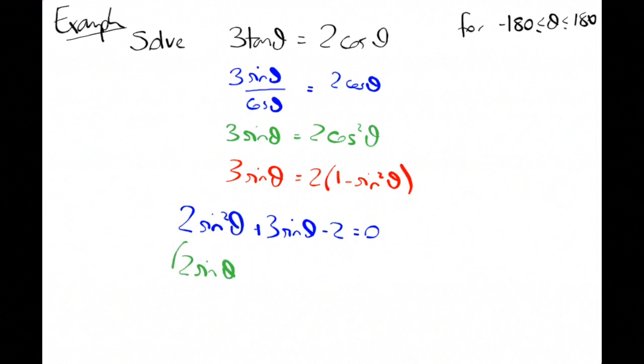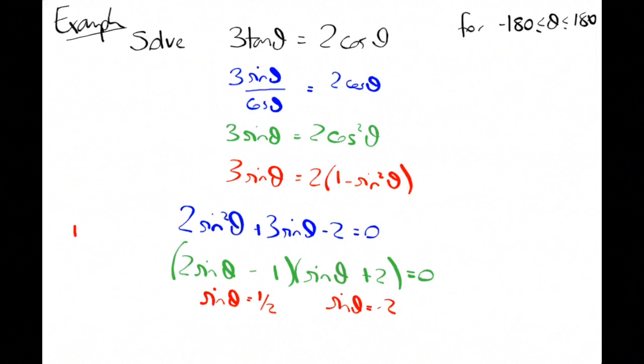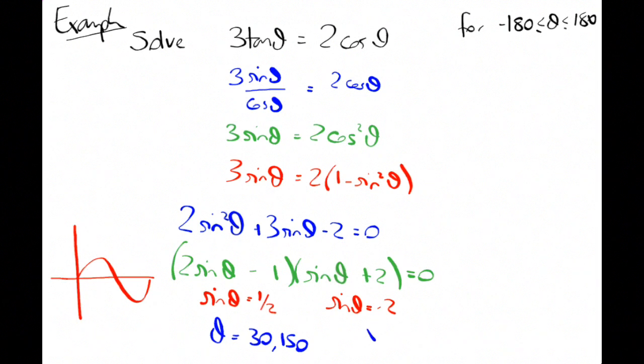2 sine theta and a sine theta, a 2 and a 1. I'm going to have the 2 pairing up with the 2. So I'm going to have 2 sine theta minus 1 and sine theta plus 2 equals 0. That gives us answers of sine theta equals 1/2 and sine theta equals minus 2. Quick sketch, sine theta equals 1/2, we've got 30 and 150. Sine theta equals minus 2. Well, sine only goes between minus 1 and 1, so it can't go down as low as minus 2, so there are no solutions. Thank you.